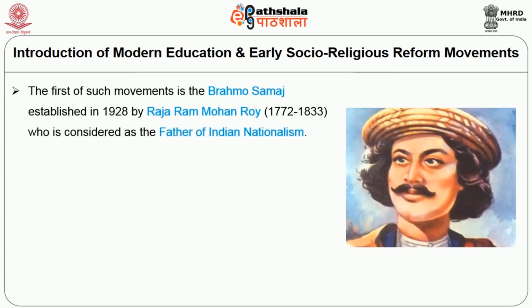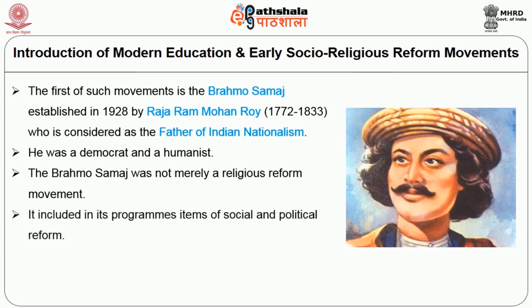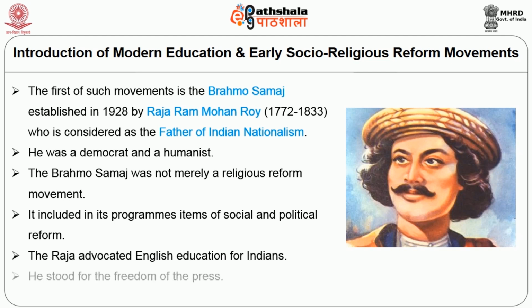The first of such movements is the Brahmo Samaj, established in 1828 by Raja Ram Mohan Roy, who is considered as the father of Indian nationalism. He was a democrat and a humanist. The Brahmo Samaj was not merely a religious reform movement. It included in its program items of social and political reform. The Raja advocated English education for Indians. He stood for the freedom of the press.